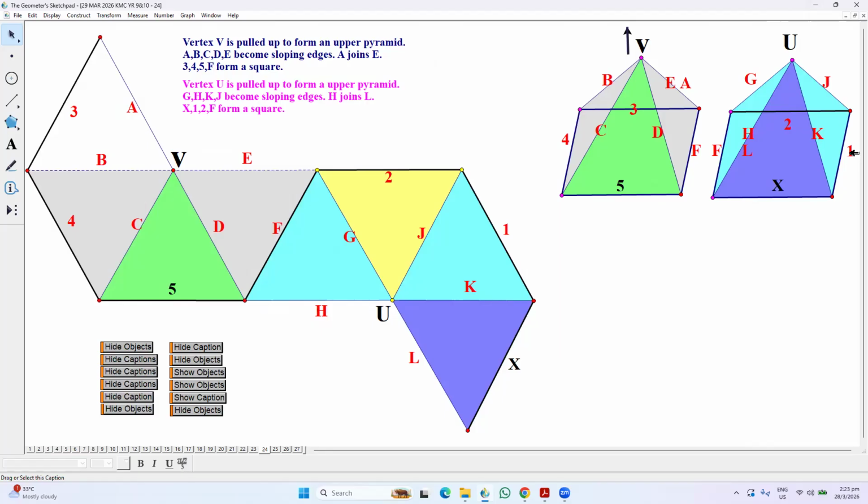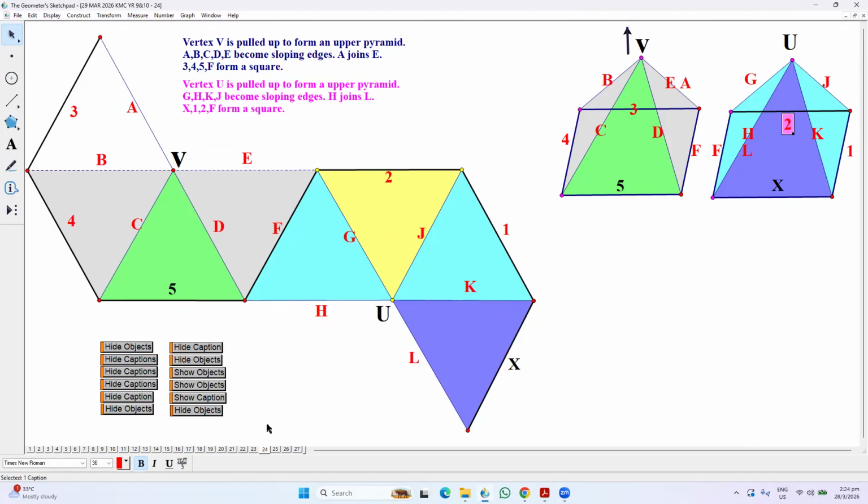Similarly, 1 is the base for the blue triangle on the right, and F is the base for the blue triangle on the left, and 2 is the base for the yellow triangle, which is hidden and not seen in this diagram. It has the sloping edges G and J. So 2 is one of the edges that forms the square X1FJ. X1FJ form the edges of the square.